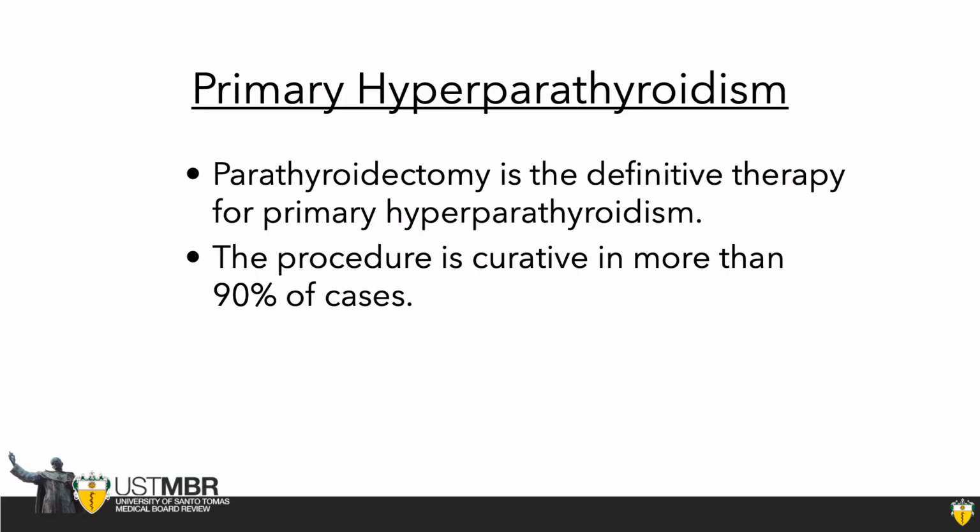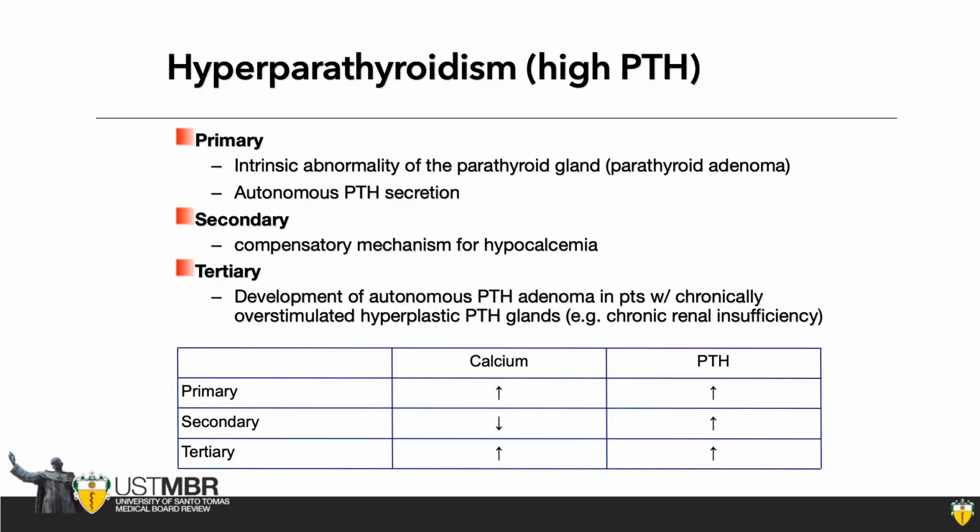Treatment, parathyroid surgery. Okay, so let's talk about hyperparathyroidism. It just means high PTH. It comes in three different forms: primary, secondary, and tertiary. Let's define them. Primary, we already defined.